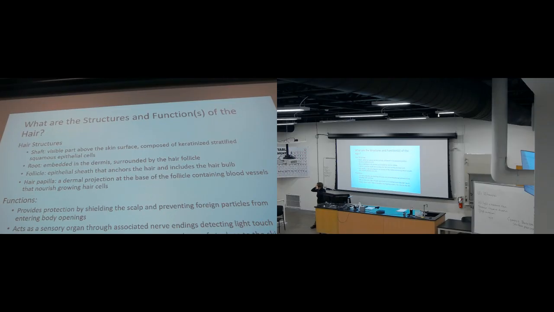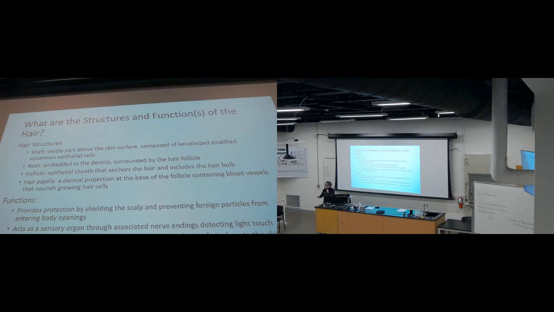So now let's talk about the accessories. The hair structures first. The visible part of the hair that is found above the skin is the shaft, and just like our skin, it is made of keratinized stratified squamous epithelial cells. Next to the shaft, deeper in the dermis, we have the root, and the root is surrounded by membranes that we call the hair follicle.